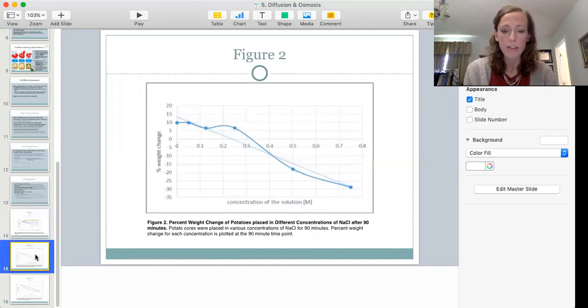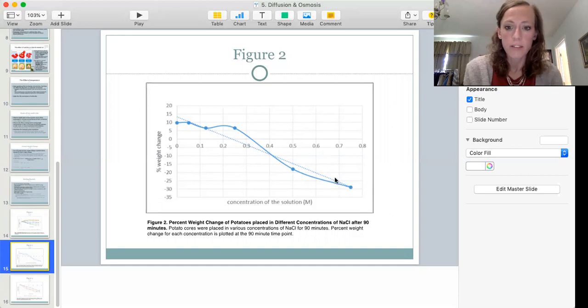The second graph is the percent weight change of our potatoes in different concentrations of our sodium chloride after, now it says here 90 minutes, but for you guys it's going to be 75 minutes because we have to cut everything a little bit shorter. So percent weight change of potatoes after 90 minutes, and you might be doing sodium chloride or you might be doing sucrose, dependent on which group you're going to be placed in, okay?